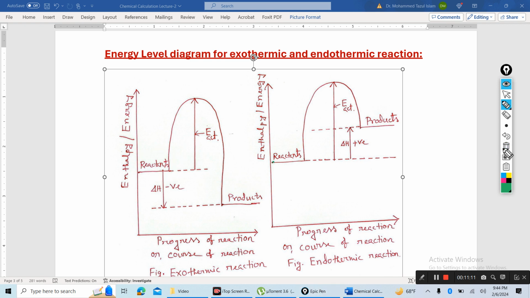And for an endothermic reaction, you see the product has more energy, because the product is from this to this, and the reactant only from this to this. In an endothermic reaction, the product has more energy, the reactant has less energy. I mean, if the product is below, that will be an exothermic reaction. If the reactant is below, that will be an endothermic reaction. Clear to you? Now we will know what is activation energy.